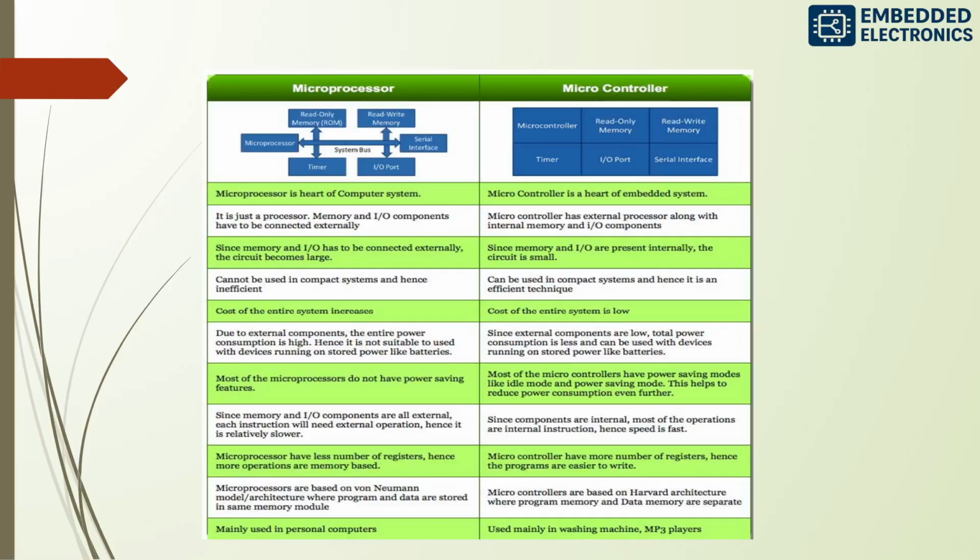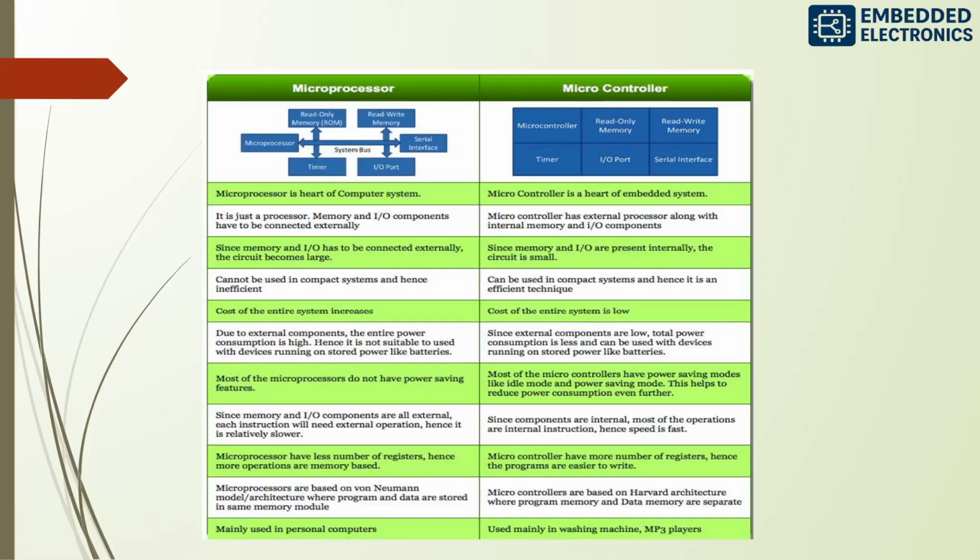And in a microprocessor, memory and in-out have to be connected externally, that we already said. So it becomes large. But in the microcontroller, all are built in. Memory and in-out are present internally. So it is small, and cost is also low compared to the microprocessor. And a microprocessor cannot be used in compact systems, so that is inefficient. But we can use microcontrollers in compact systems, so it is an efficient technique.